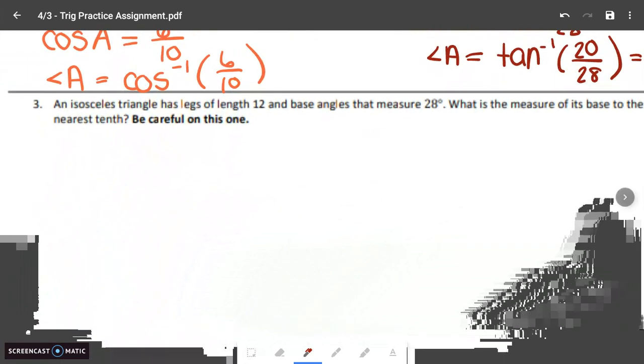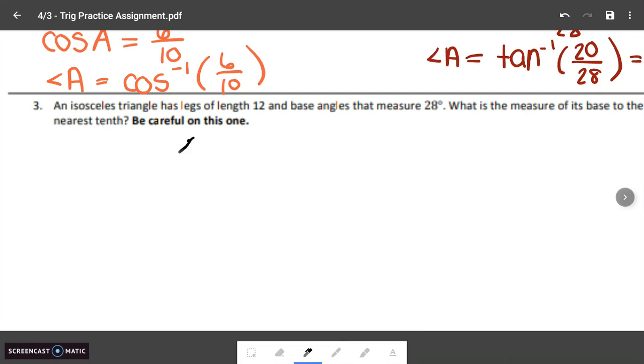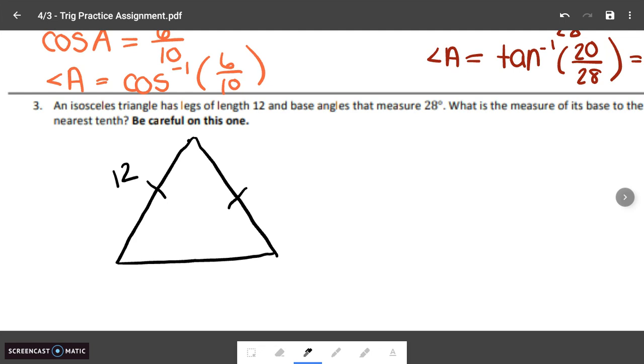Okay, now number 3 said to be careful. So notice I have an isosceles triangle. And we're given that the legs are 12. Remember, an isosceles triangle has 2 congruent sides, and they're known as the legs. I also have base angles that measure 28 degrees.